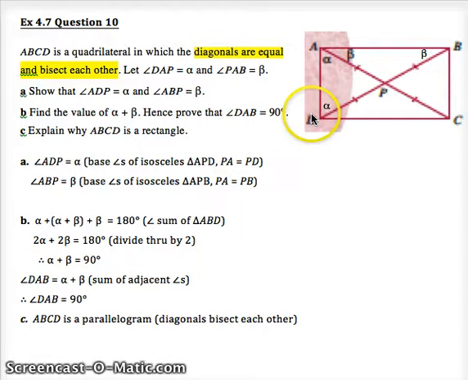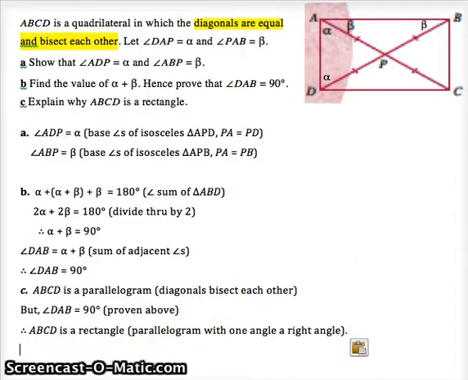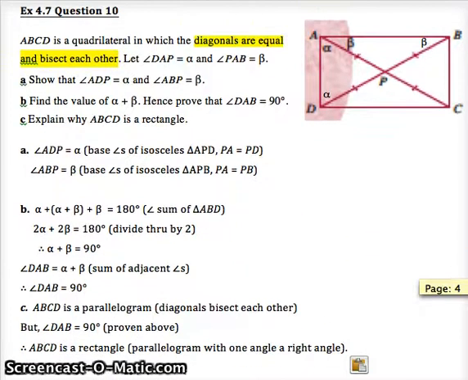Now we also have to explain why ABCD is a rectangle. We know that ABCD is a parallelogram, and a rectangle is a parallelogram with one right angle. Hence we have enough information there to explain why it's a rectangle. So we can say, but we know that angle DAB equals 90 degrees, which was proven above. Hence, we can now conclude that ABCD is a rectangle because it is a parallelogram with one right angle. And that's the end of the proof.